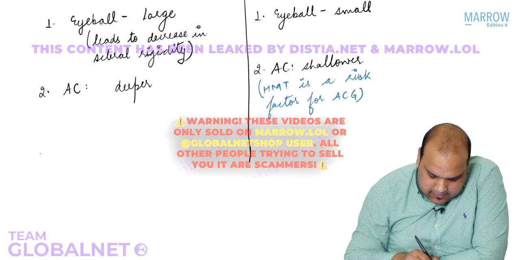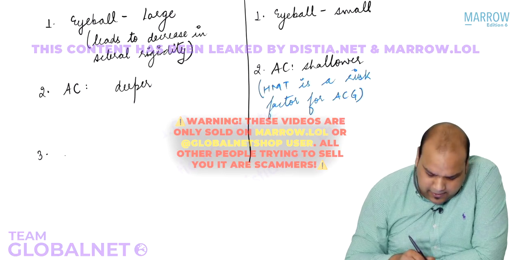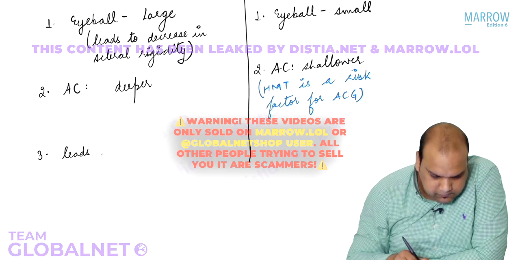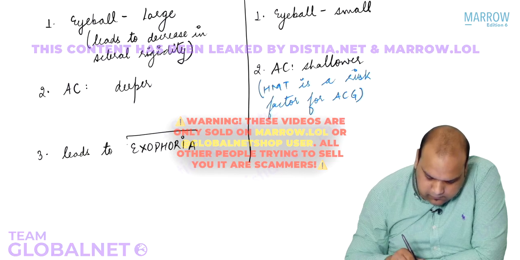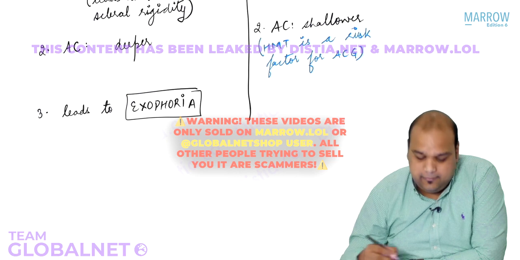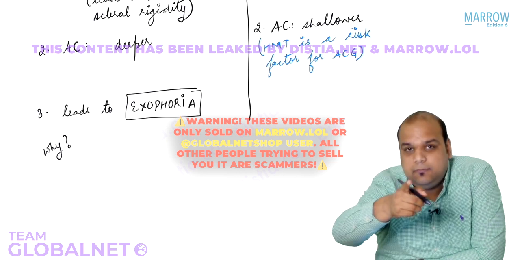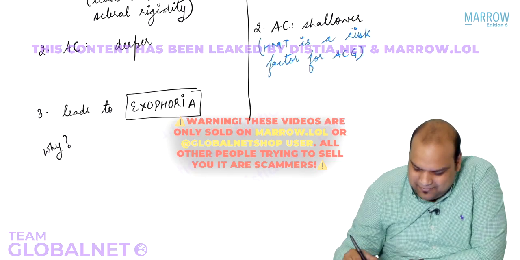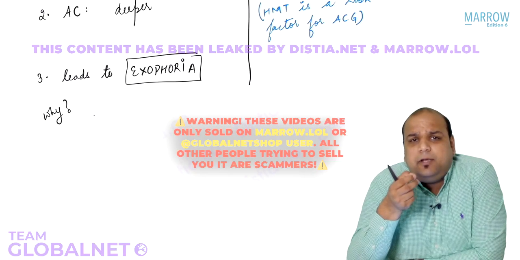Then, thirdly, everybody, very important point, myopia leads to exophoria. The question is why? Exo means which deviation, everybody? Outward deviation. But why, everybody? Why? Because, see, in myopia, what is occurring? My far vision is getting lost.